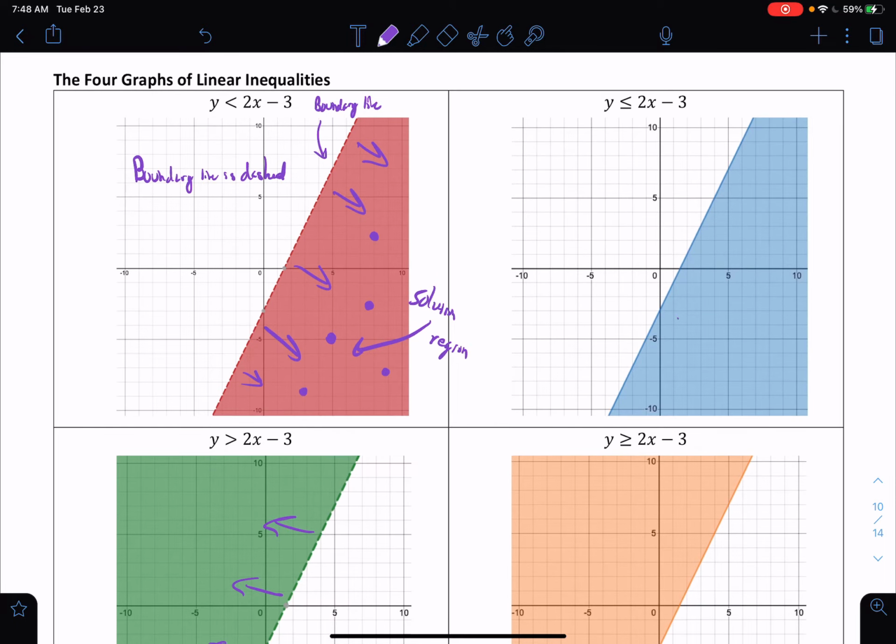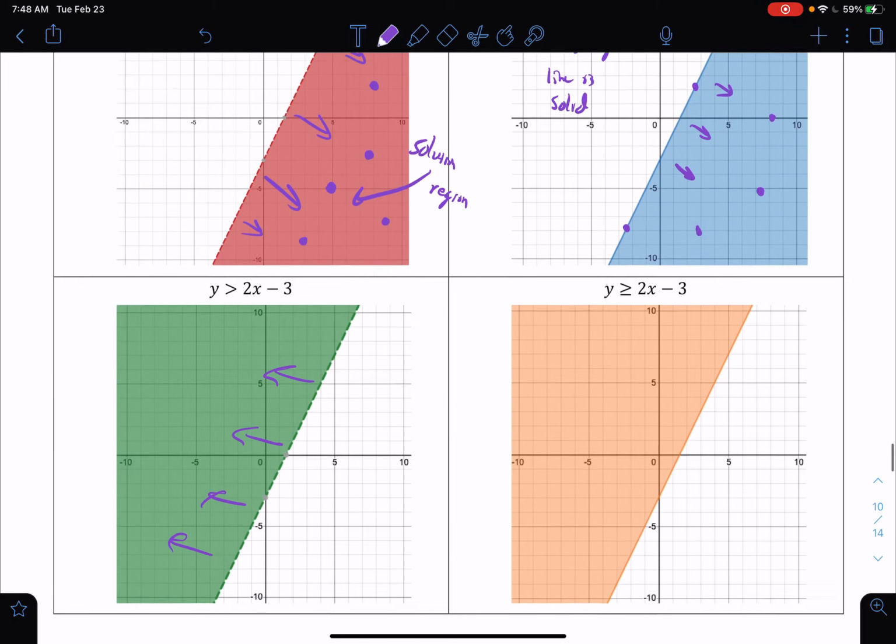We shade below, but the boundary line is solid because we have equality here, less than or equal to. That means anything that falls on the line as well as in the solution region is a solution.